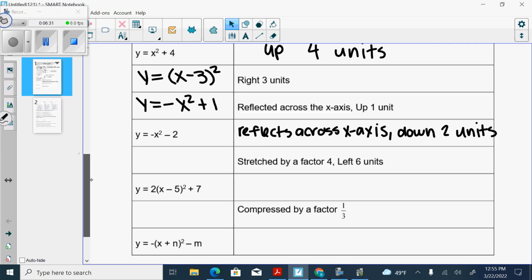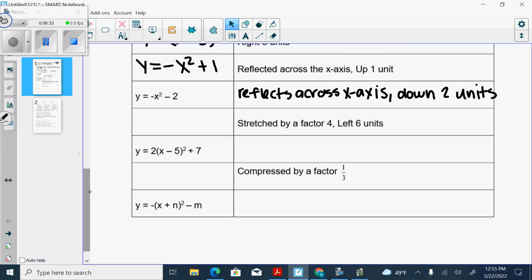Okay, this next one says it's stretched by a factor of 4. Well, where does a stretch go? Right, out in front. Very good. So I'll have y equals 4x. It also says it shifted left 6 units. Well, where does left and right go? Inside parentheses. So I need to put a parenthesis in front of the x. If it went left 6, are we going to put plus 6 or minus 6? Very good. Close parenthesis and then put your square on the outside of the parenthesis.